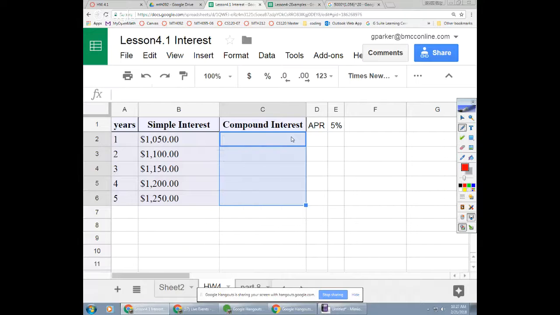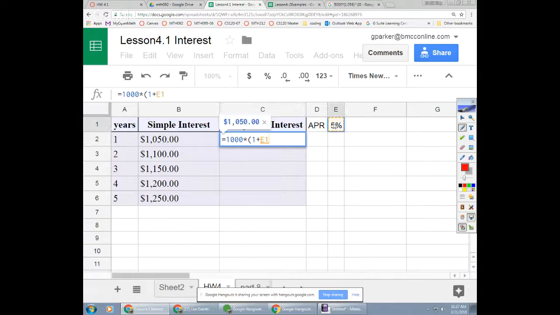Do that one more time. Equals 1,000 times. If I want to use the rate that's on the screen, I've got to put parentheses in because I've got to go 1 plus that rate. Nice thing about that is the computer converts that to a decimal for me, which is cool. And then I can raise it to the power 1.